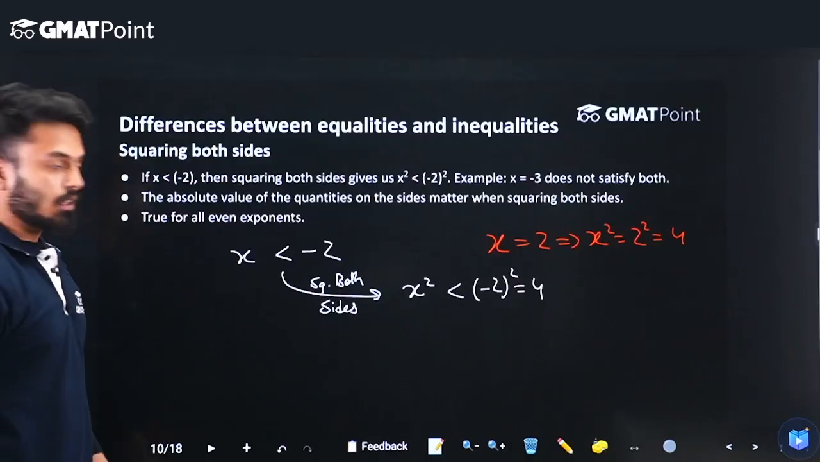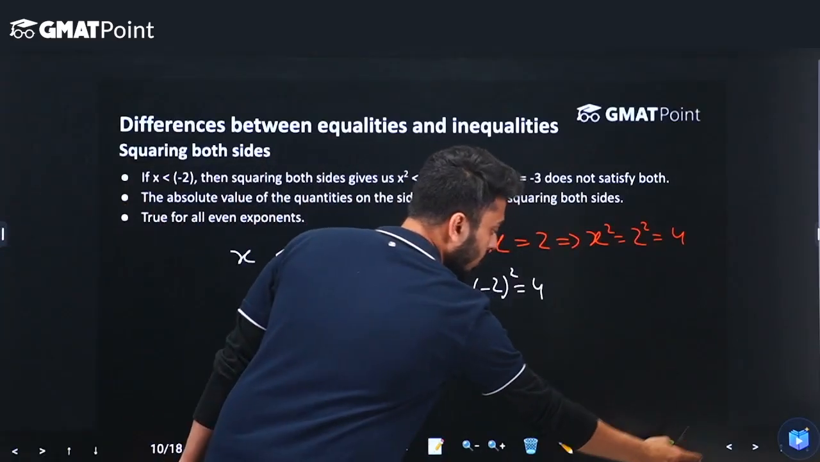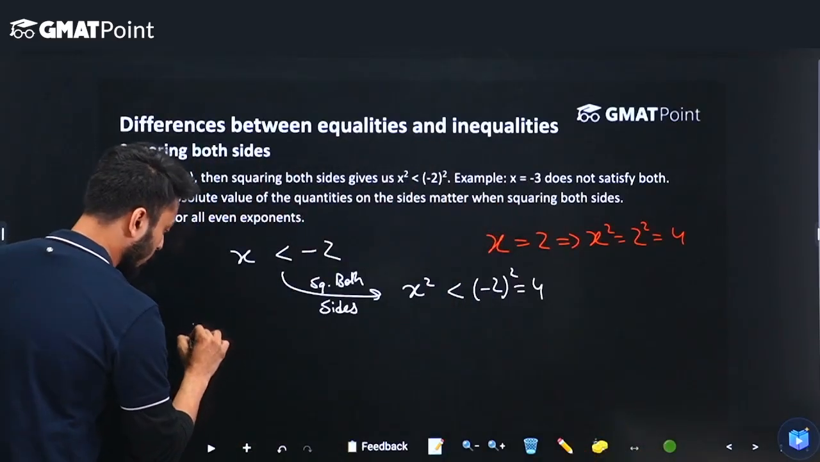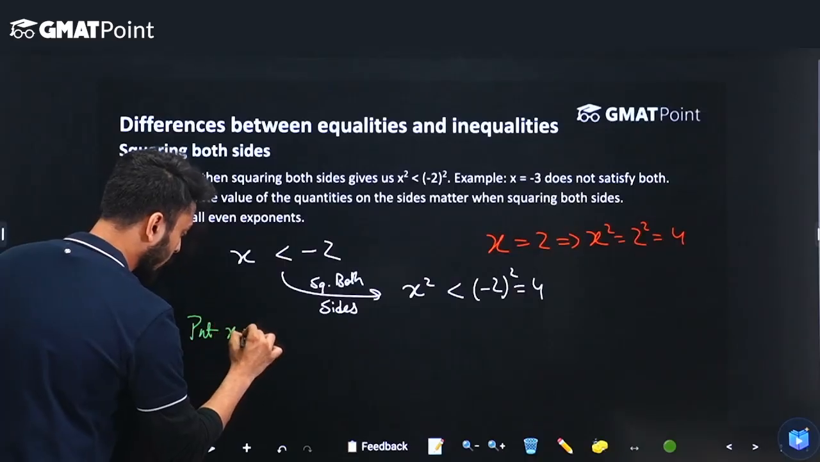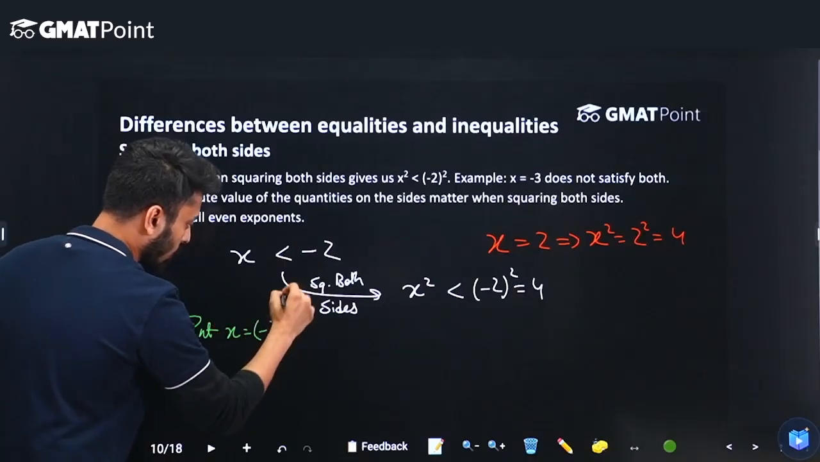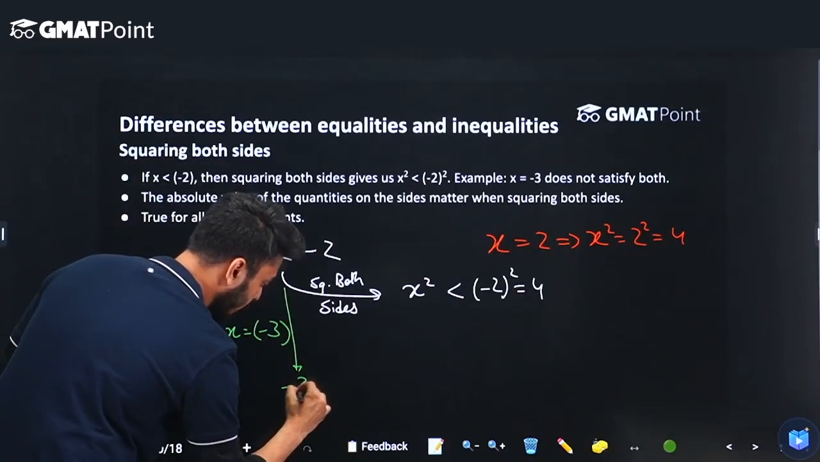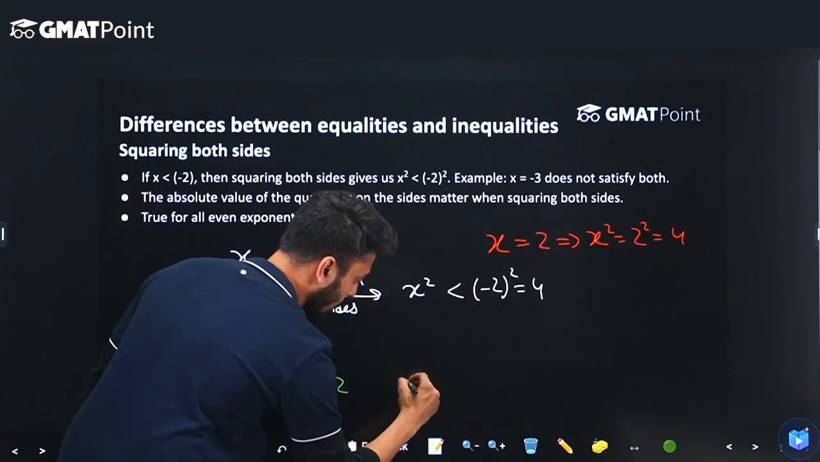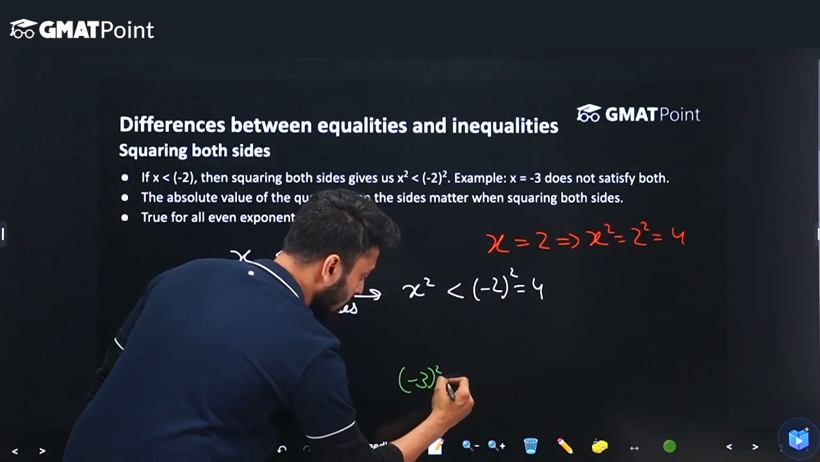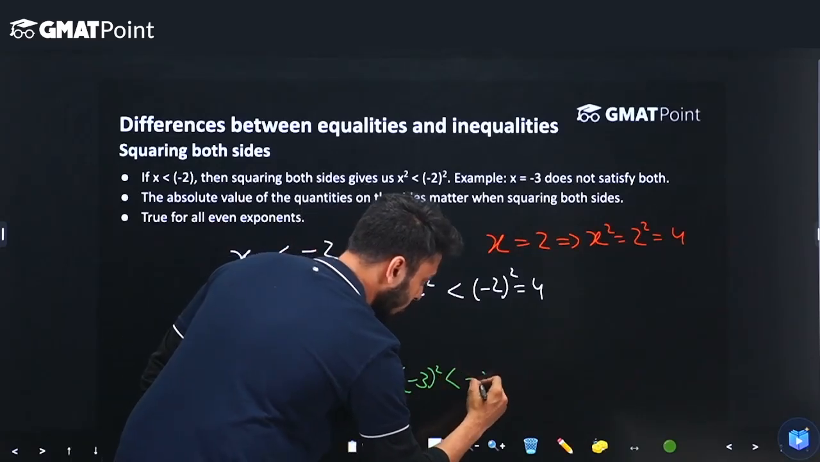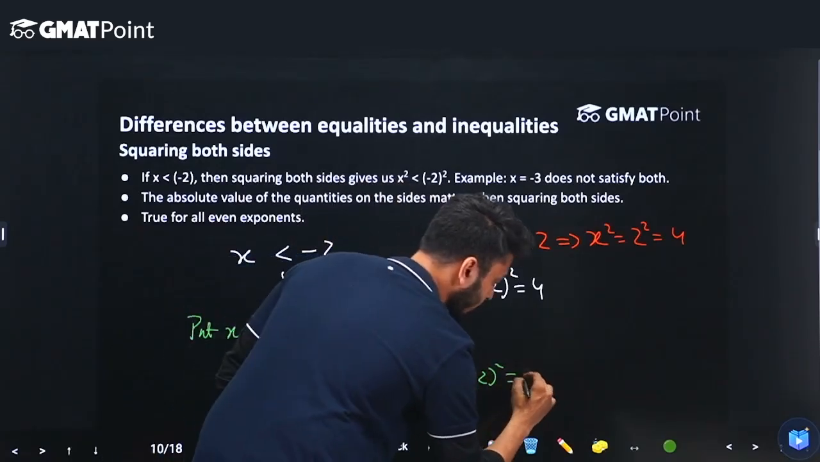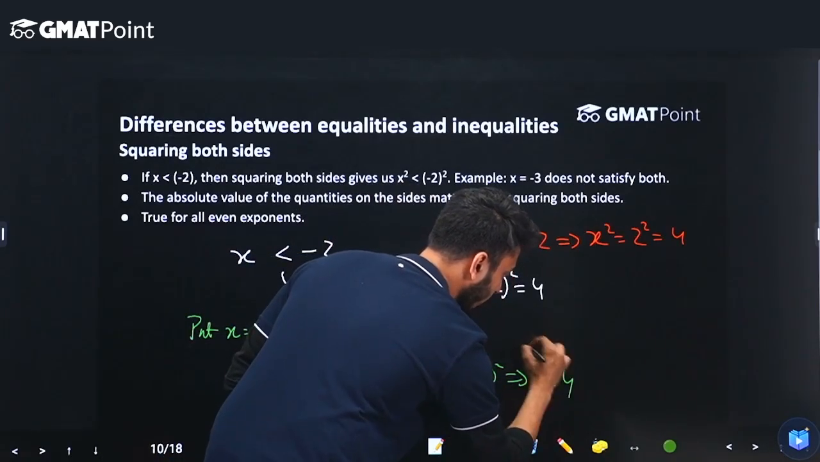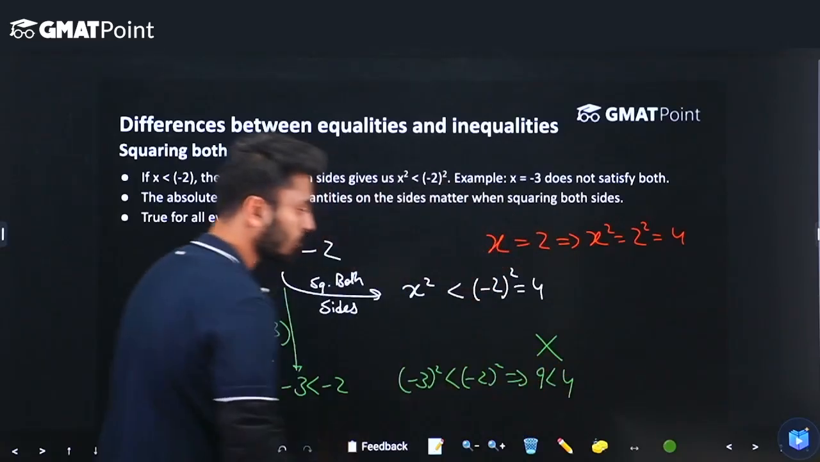Now again, we'll test this. In this case, we'll test it with the number x equal to minus 3. So let's put x equal to minus 3. And on this side, we would have minus 3 is less than minus 2, which is valid. But on the right hand side, I now have minus 3 squared less than minus 2 squared, which gives me 9 is less than 4, which is invalid.